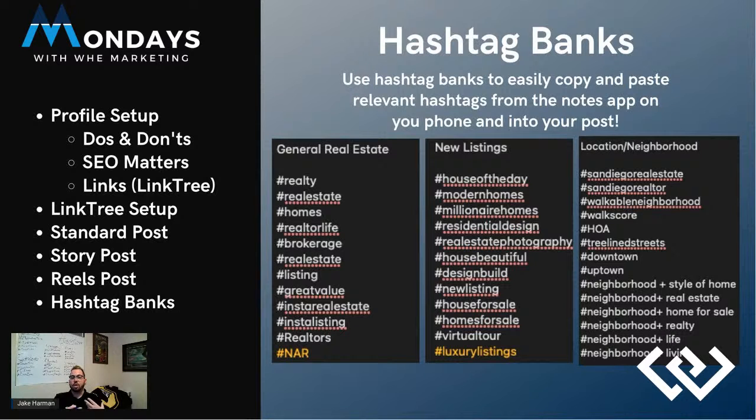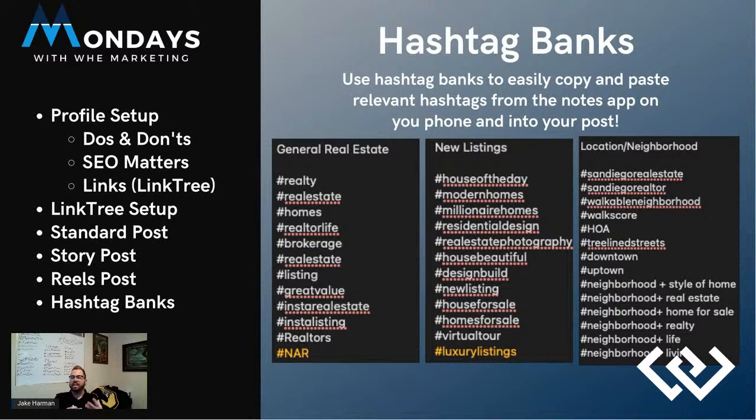I recommend using the Notepad app on your phone, or even a Word document if you post from your computer and you use a scheduling app to post everything in advance, and just have different headings and then the list of hashtags below those. As you can see here, from left to right, we have an image for general real estate hashtags. In the middle, there's new listings, and then on the right, location and neighborhood hashtags. So it's a really great way to stay organized.